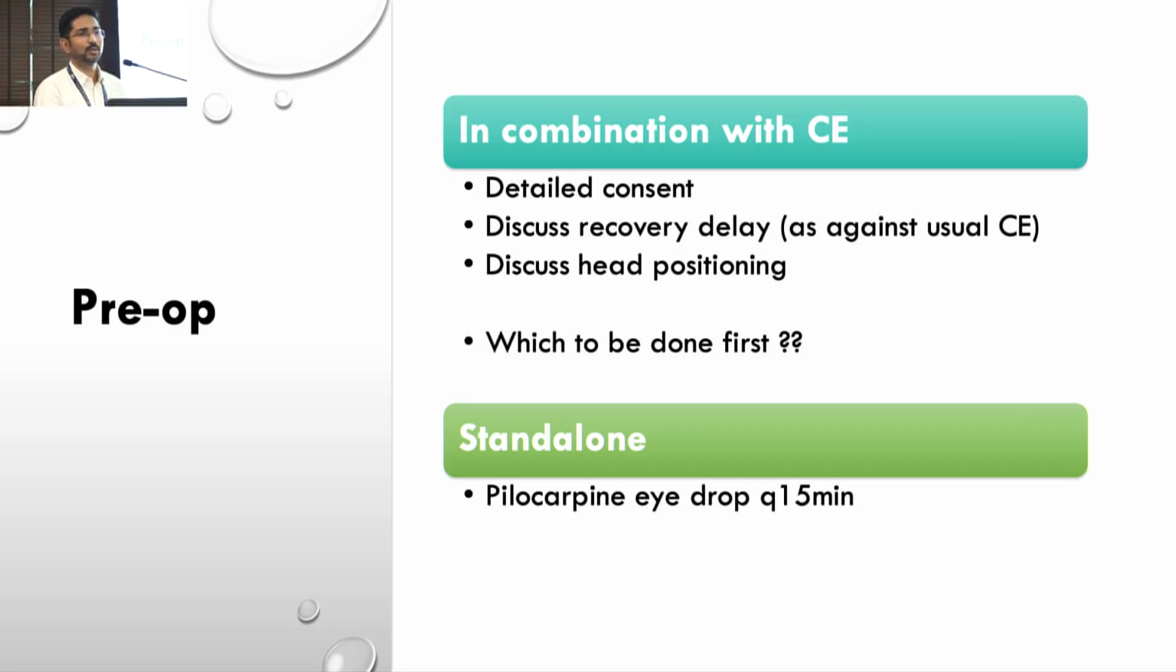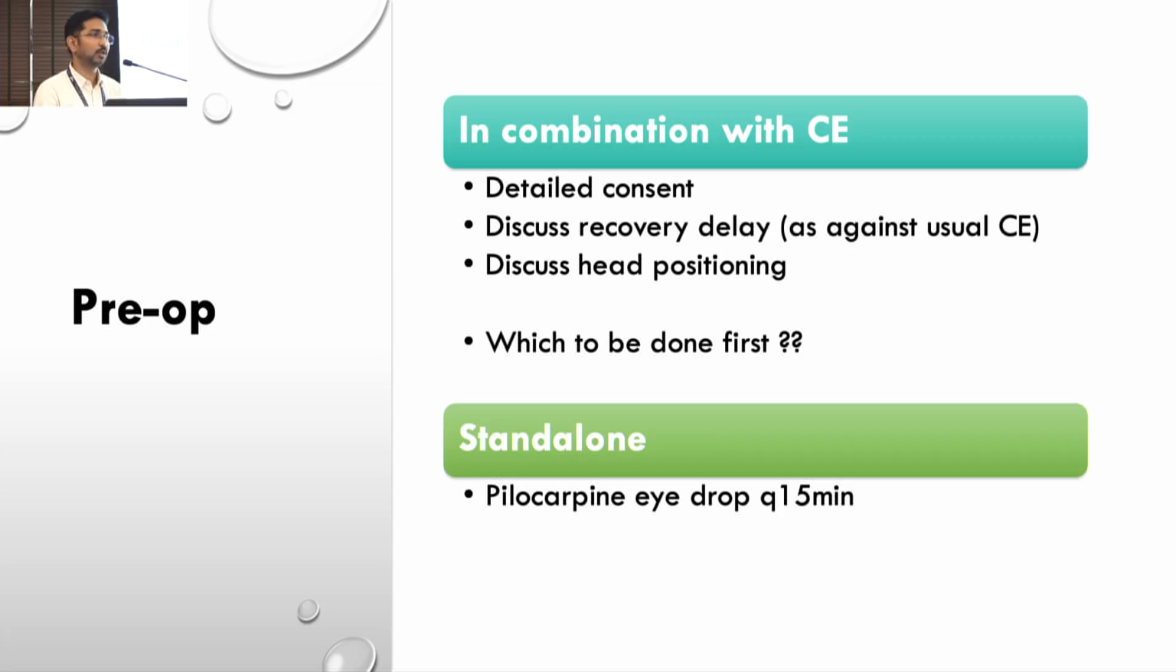Now, whether to do it in combination or as a standalone, you have to explain the consent in detail, because the patient will be expecting a faster recovery as in a cataract surgery. But because you are doing a MIGS procedure, especially with GATT, you can expect a lot of hyphema, and the recovery may not be as smooth as a patient expects after a cataract surgery. Though the hyphema will clear in a week's time, you have to explain to the patient that the clarity of vision will take some time.